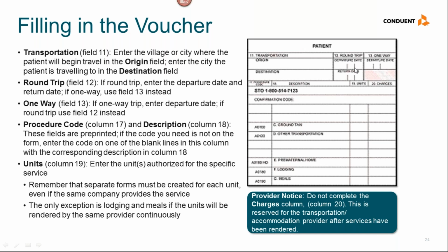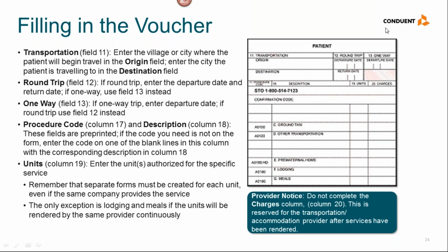Round trip, so departure and return date. You would not be using one way. One way is generally going to be for long-term travel when it's really not known when the end of that travel is going to be happening. So that really would not be for your circumstances.